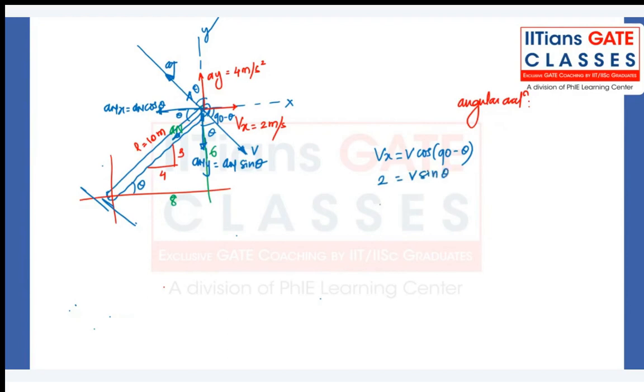And what is sine theta? Sine theta is perpendicular divided by hypotenuse. So that is 6 divided by 10, or you can write it as 3 by 5. V into 3 by 5, so this implies V is equal to 10 by 3. So it is 3.33 meters per second. Okay, so this is the use of Vx in order to calculate the velocity.